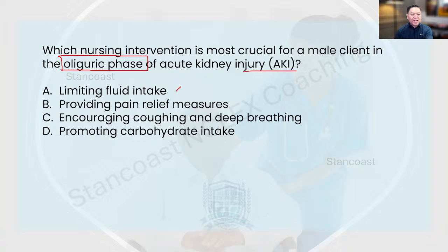What about B? Providing pain relief measures. Do we have that information that the patient requires pain relief? No, we don't. The patient is not complaining, and we cannot assume that the patient is complaining either. We don't have that data, or else you're just imagining things. So providing pain relief measures at this point is not a priority because acute renal failure, or AKI, rarely causes any pain, and so it eliminates this distractor. Let's put an X here.